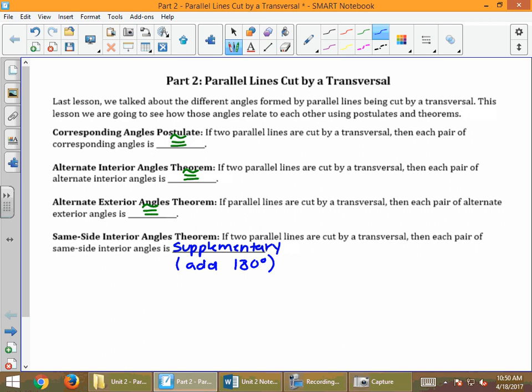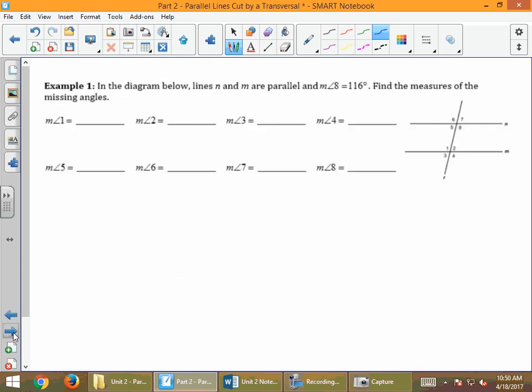Now, knowing these little theorems, we can use them in other problems to help us find angle measures. So we look at example 1. In the diagram below, lines n and m are parallel. So I'm going to mark it. And remember, we mark parallel lines with little arrows like so. Super important to mark your diagrams if you can. And then it says the measure of angle 8 is 116. Well, I'm going to fill that in as well. I'm going to label angle 8 and say it's 116 degrees.